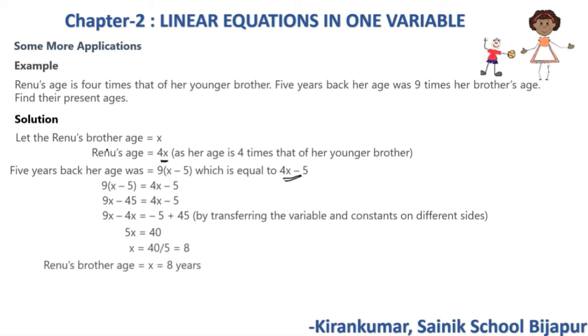Therefore, Renu's brother's age is x, which is 8 years, and Renu's age is 4 times of x, so it is 32 years.